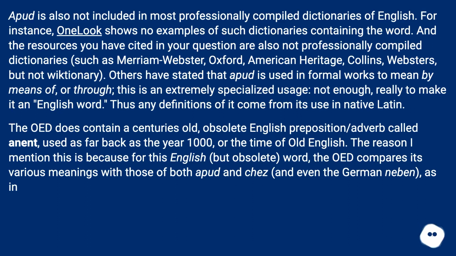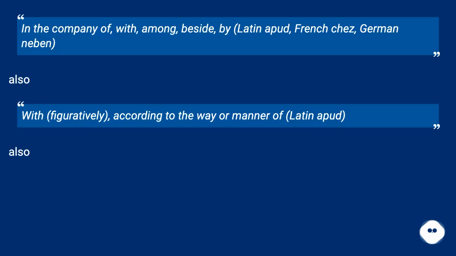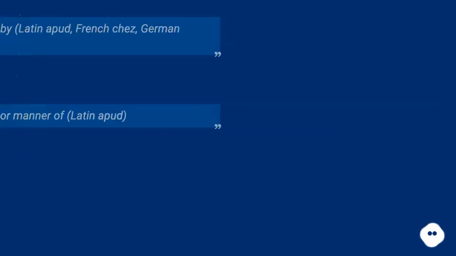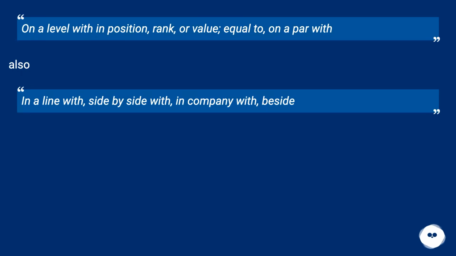The OED does contain a centuries-old, obsolete English preposition/adverb called anent, used as far back as the year 1000, or the time of Old English. The reason I mention this is because for this English, but obsolete, word, the OED compares its various meanings with those of both Apud and Chez, and even the German neben, as in: the company of, with, among, beside, by (Latin Apud, French Chez, German neben). Also, with, figuratively, according to the way or manner of (Latin Apud). Also, on a level with, in position, rank, or value, equal to, on a par with. Also, in a line with, side by side with, in company with, beside.